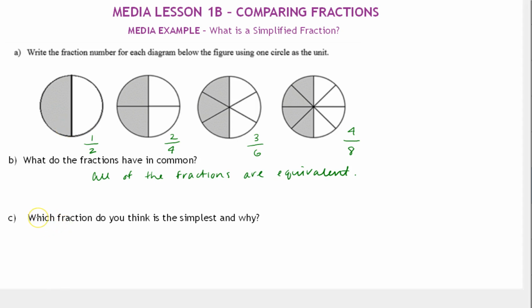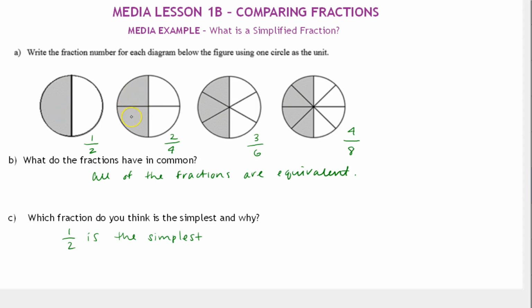Now here's a question. Take a second to think about it before you listen to my answer. Which fraction do you think is the simplest and why? So I would say, and mathematically we will say, that this fraction, 1/2, is the simplest. And the reason is because it's in the smallest number of possible pieces without having any fractional pieces.